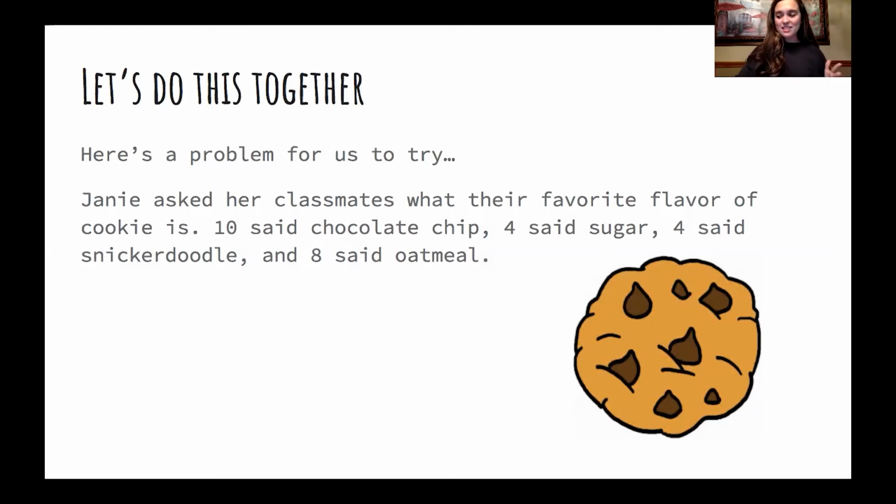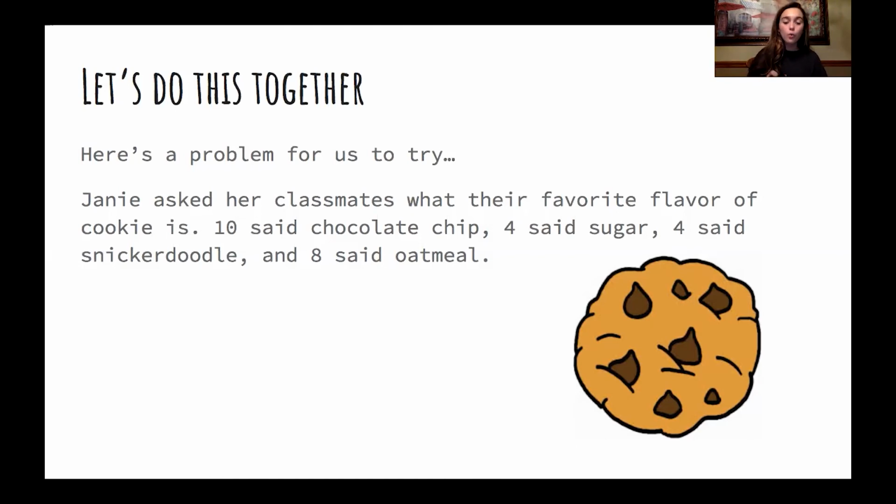So that actually makes it a little bit easy for us because all we have to do is look at where the sugar is and make our snickerdoodle the same height, because they are both at 4. They should be the same height. And I like to fill that in.